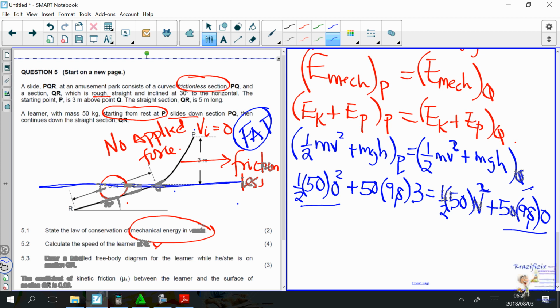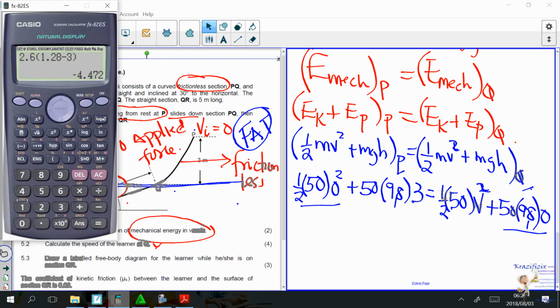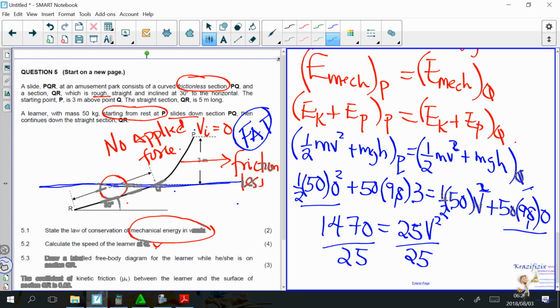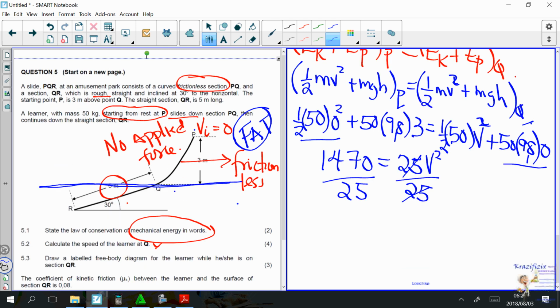So what is 50 times 9,8 times 3? Please get your calculators out. 50 times 9,8 times 3. What do I have? 1470. All right, so I have 1470 equals 25 v squared. What do I do? Divide through by 25.